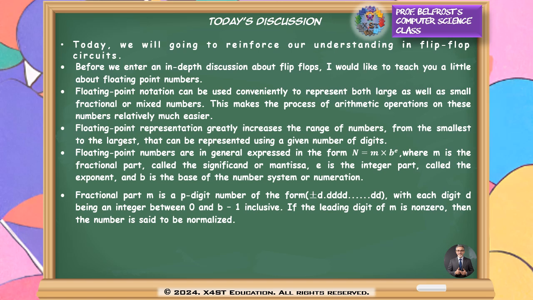It is expressed in the form n equals m times b raised to the power of e, where m is called the fractional part, the significand or the mantissa, e is the integer part called the exponent, and b is the base of the number system, or radix. The fractional part m is a p-digit number of the form plus or minus d.ddd and so on, with d being an integer between 0 and b minus 1 inclusively, where b is the base. If the leading digit of m is nonzero, then the number is said to be normalized.